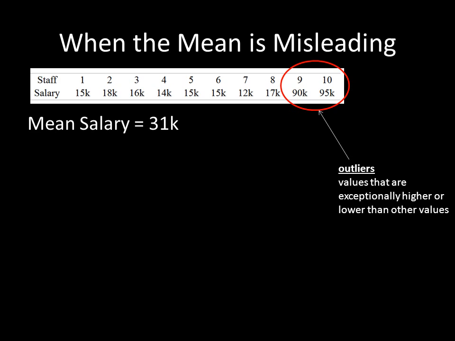So when there are values that are exceptionally high within a sample or exceptionally low, they can skew the average value. And so in this case, the 2 values of 90,000 and 95,000 skewed the mean away from what would be a more appropriate center value.